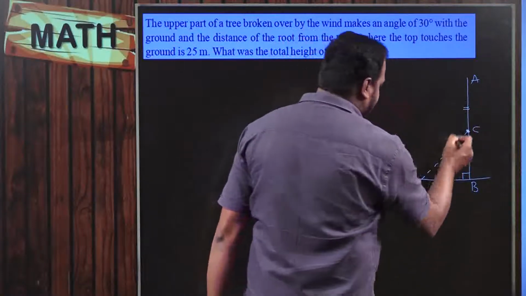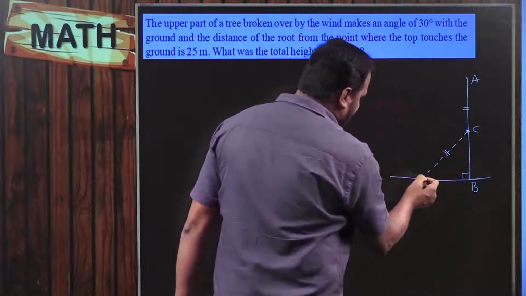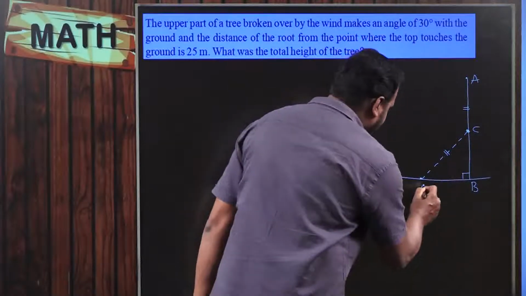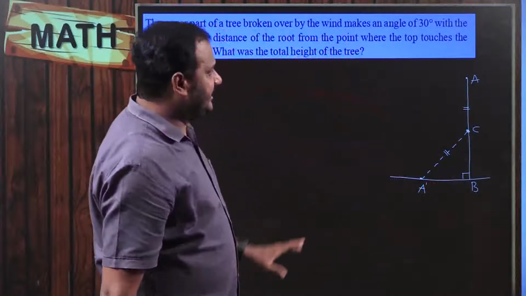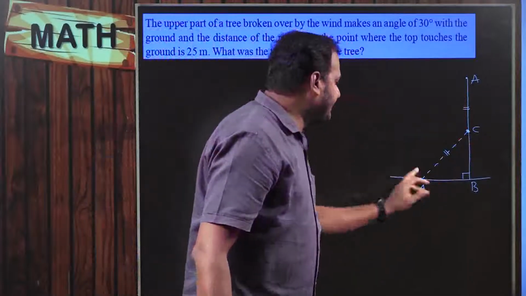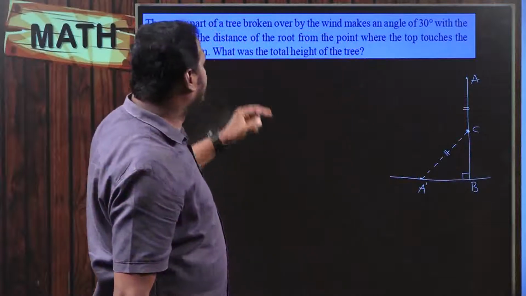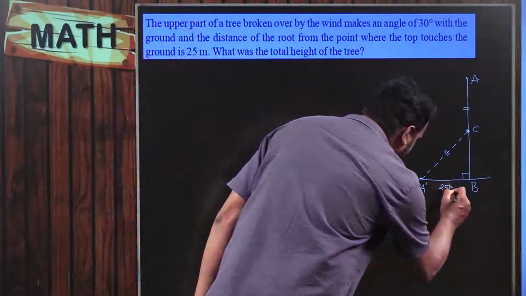So this part and this part both are equal. Since it is A, A should be over here, but I cannot use A 2 times, so that is why I am using some A dash. Then there is no confusion at all. So according to the problem, AC and A dash C both are equal. And how much distance is it touching the ground? At 25 meters. So it is 25 meters.